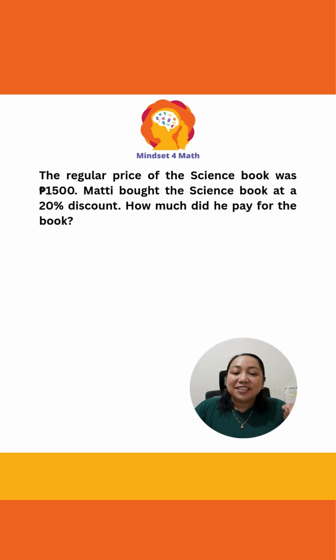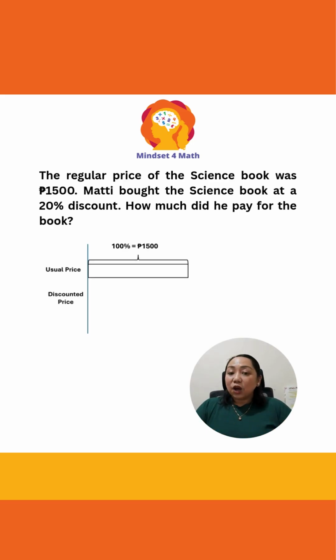The problem is: the regular price of the science book was 1,500 pesos. Matty bought the science book at a 20% discount. How much did he pay for the book? Let's now represent this using the bar model method.